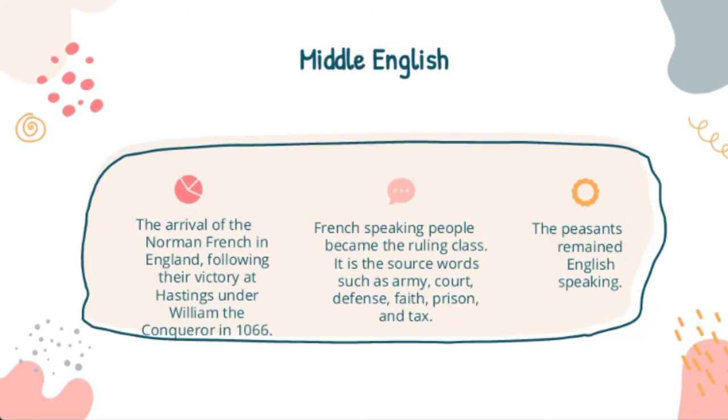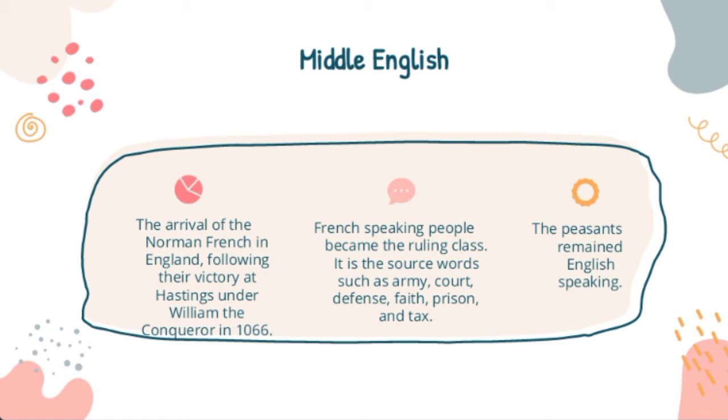Okay, moving on to the Middle English period. The event that marks the end of the Old English period and the beginning of the Middle English period is the arrival of the Norman French in England in the year 1066. These French-speaking invaders became the ruling class, so for the following 200 years, the language of the nobility, the government, the law, and civilized life in England was French. It is the source of words such as army, court, defense, faith, prison, and tax.